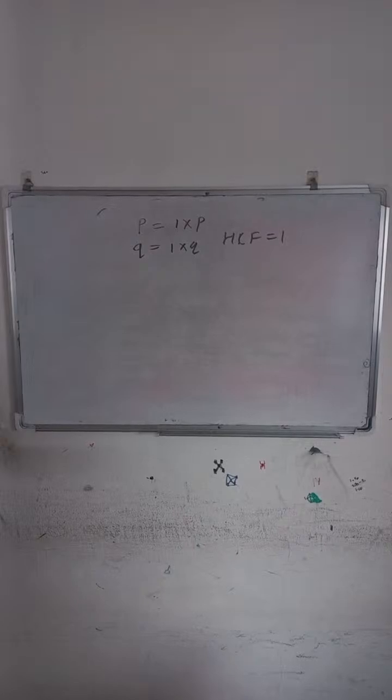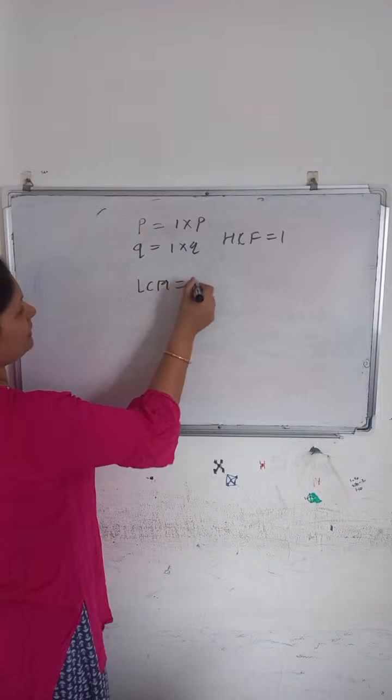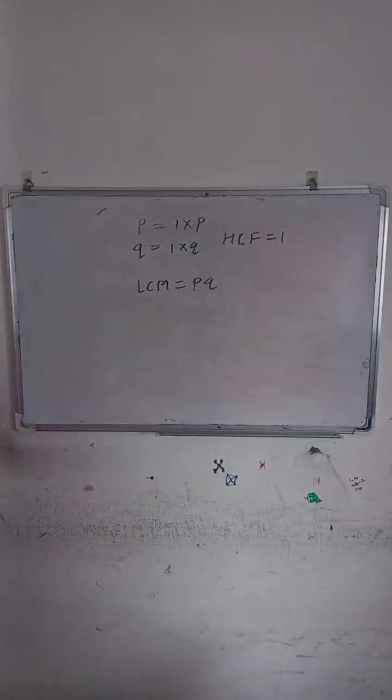So here what is the answer? Find out the LCM of P and Q. I already solved this on the board. HCF is 1, then LCM is what? The numbers with the highest powers. So LCM of P and Q is nothing but P into Q. So according to this, option D is the correct one. Getting this?